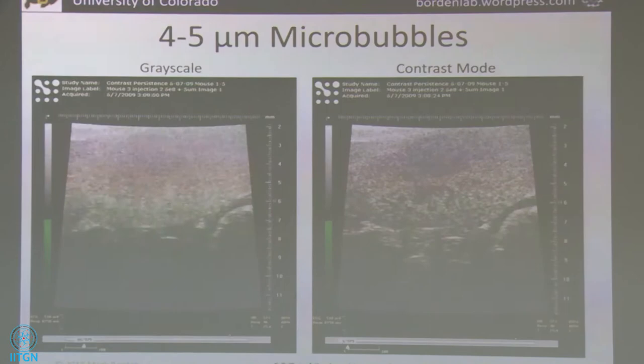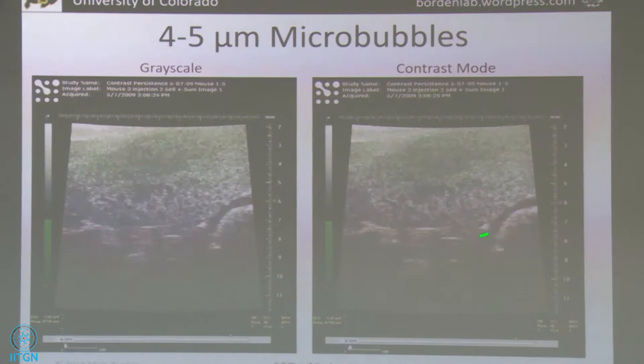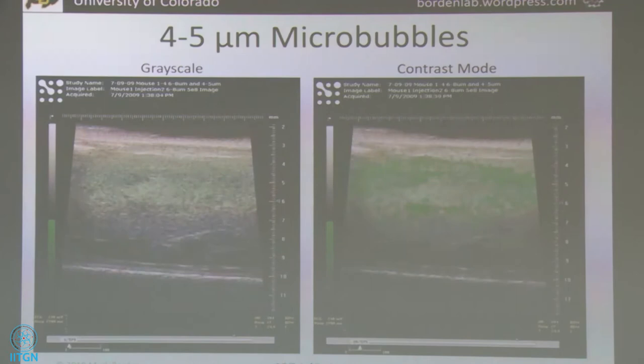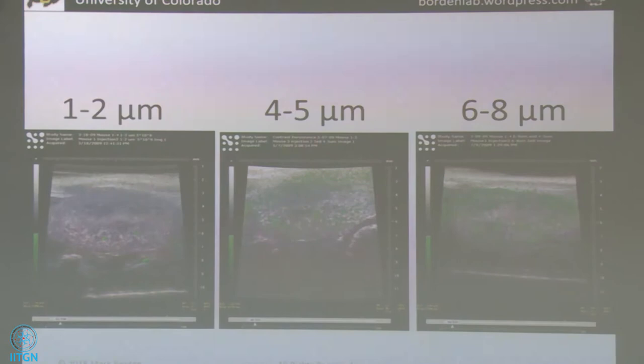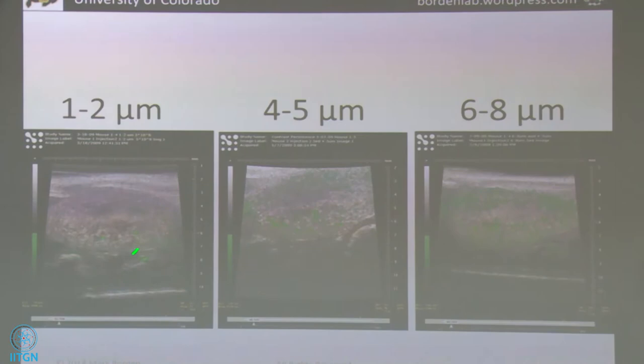Here's 4 to 5 micron bubbles. First of all, you see a lot of speckling when you inject them, and you see a lot of green throughout the kidney. The 1 to 2 microns, 4 to 5 microns, 6 to 8 microns, just individual snapshots. You can see a lot more contrast going on in these larger bubble populations. A lot less scattering going on here, even potentially more attenuation.